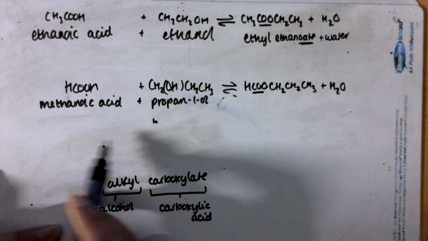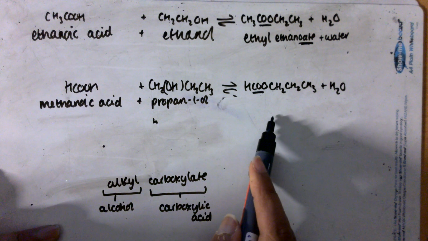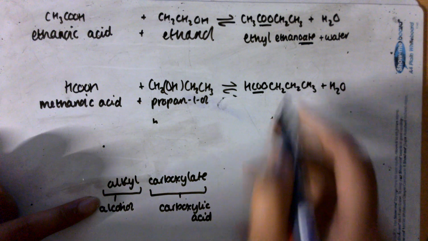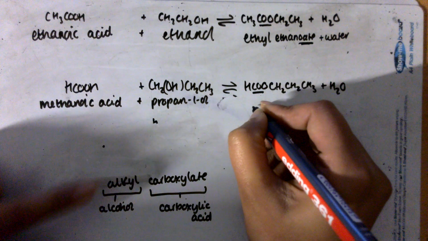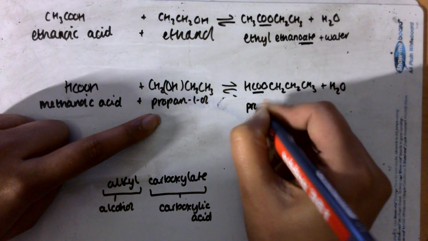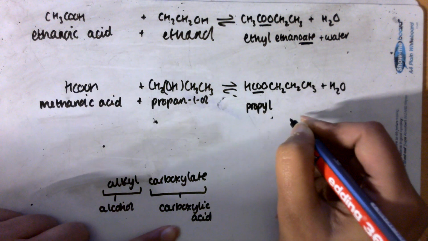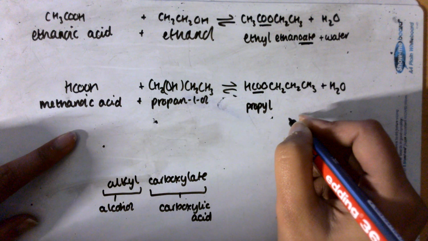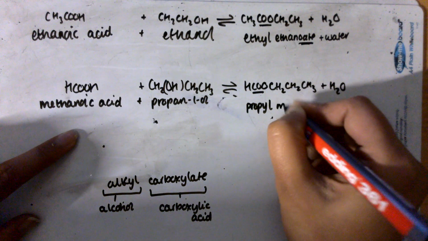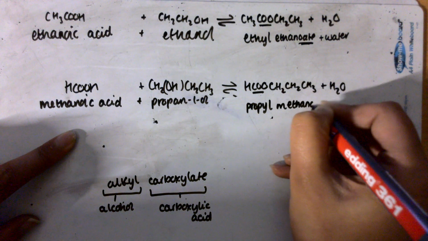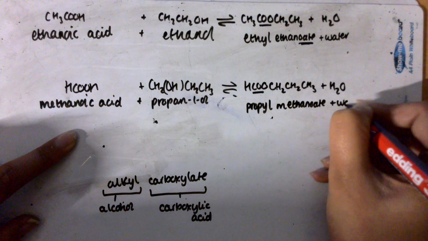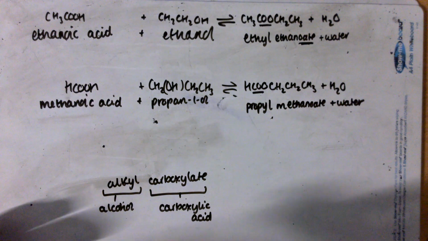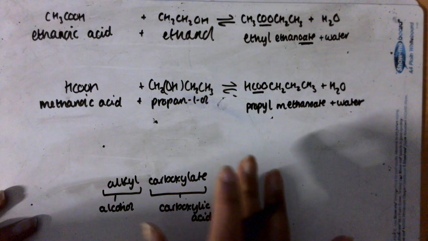Let's follow the same principle for the next one. When I need to name the ester, I have to look at the alkyl part first, so the part that comes from the alcohol. The alcohol was propan-1-ol, so I have a propyl. Now I have to look at the part that comes from the carboxylic acid. Well, I had a methanoic acid, so I have a propyl methanoate.